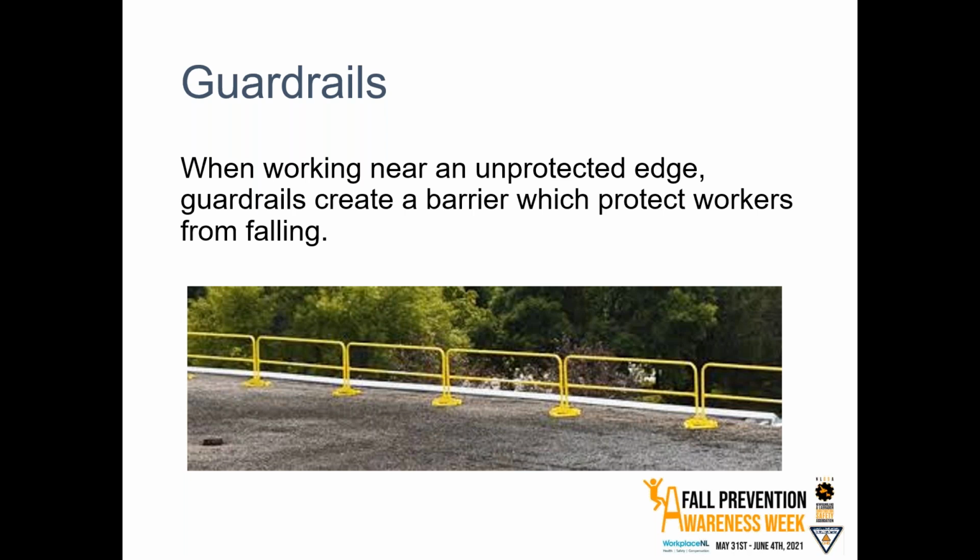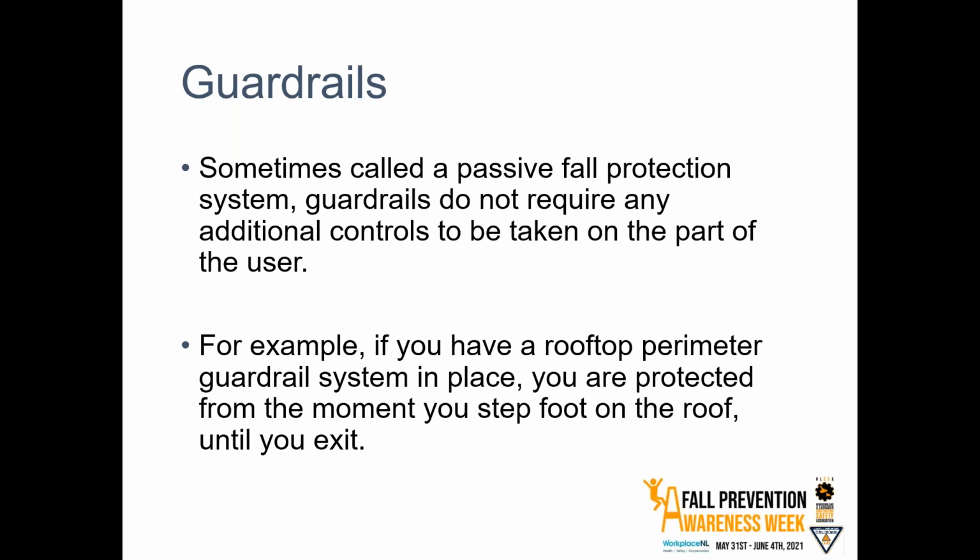But a guardrail is a piece of equipment that you install or build that helps to protect an edge that otherwise, if someone was to step over it, they could fall. So it's a barrier. It's a physical barrier. There are some requirements that are necessary for it to work properly. As I mentioned, it's a passive fall protection system. It doesn't require any extra work from the user, which is great.